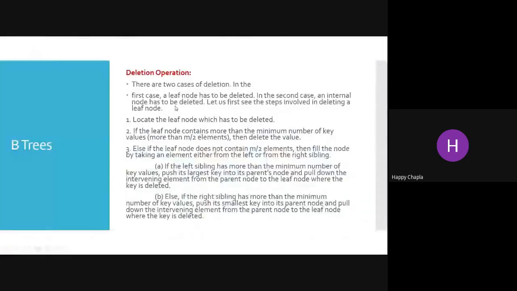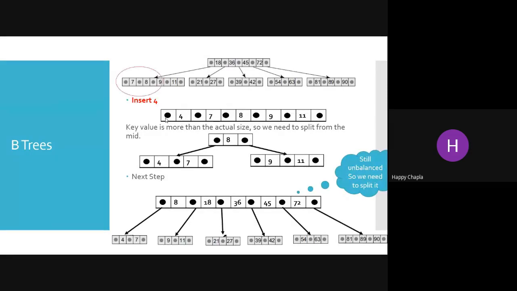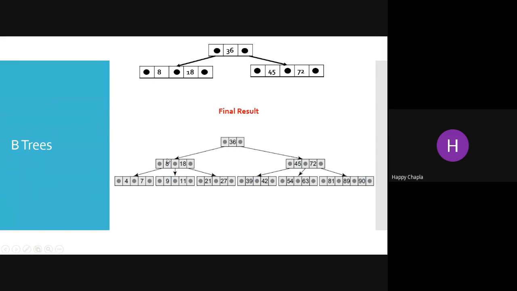Okay, so the deletion. In this available tree, if I want to delete this 8, what would be the scenario? It's not a perfect M-way tree, because one node is violating the rule of the B tree. So this 8 is going to be deleted and it's violating the rule. Now, if I want to delete this 81, what would be the scenario? It's fine, because 89 and 90, the minimum of two key values, remain in the same node.